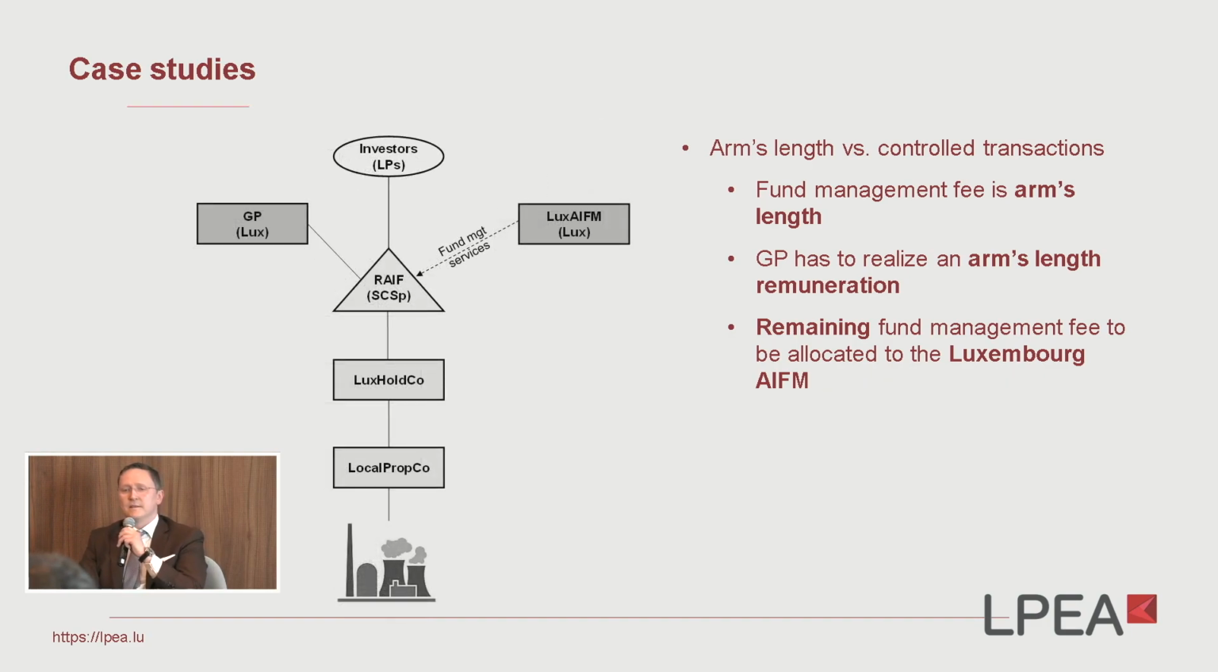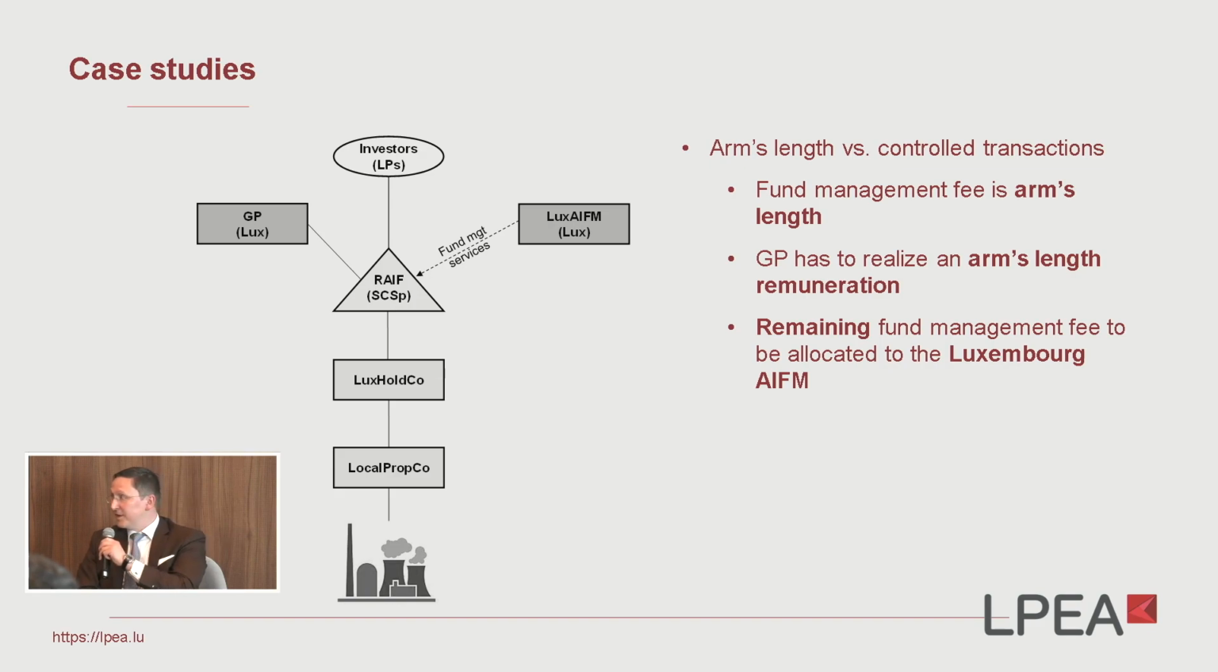Now looking at a third example that is even easier. Here we just have the Luxembourg GP and a Luxembourg IFM. Again, we would consider the fund management fee being paid by the limited partners to be arm's length by nature. So we would focus on the arm's length remuneration for the GP, probably a cost plus remuneration, and the remaining fee would be paid to the Luxembourg AIFM.